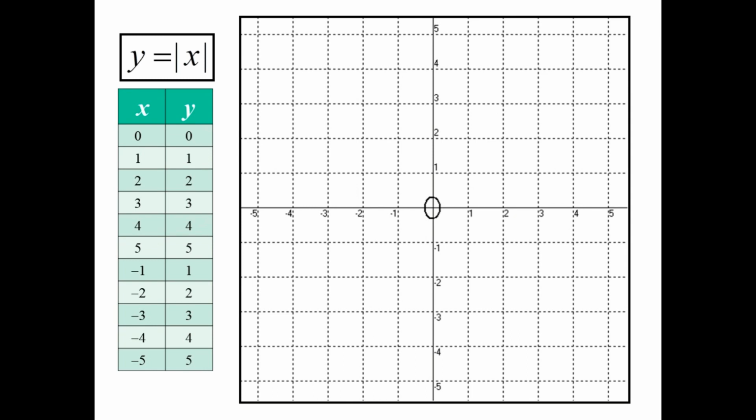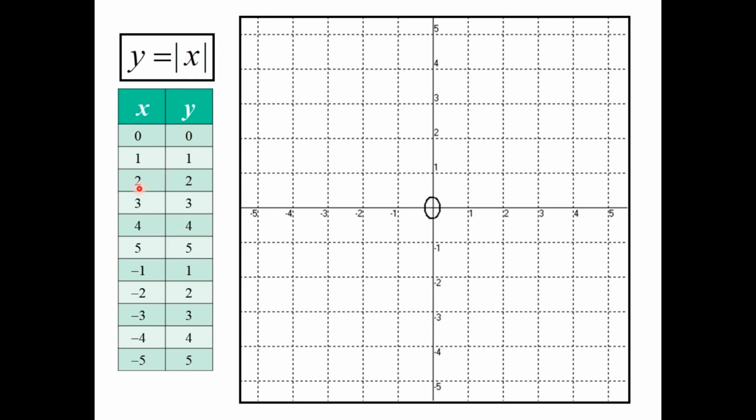Y equals the absolute value of x. What is the absolute value of x? These funny looking brackets are called absolute value brackets, and what they mean is that y will take on the positive version of the x value. The y value will be the positive version of x.